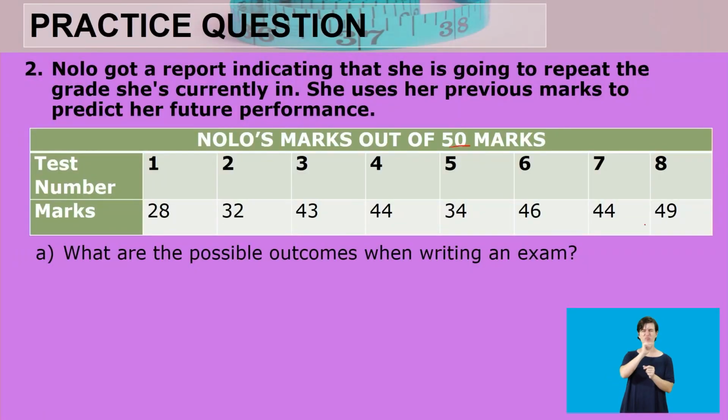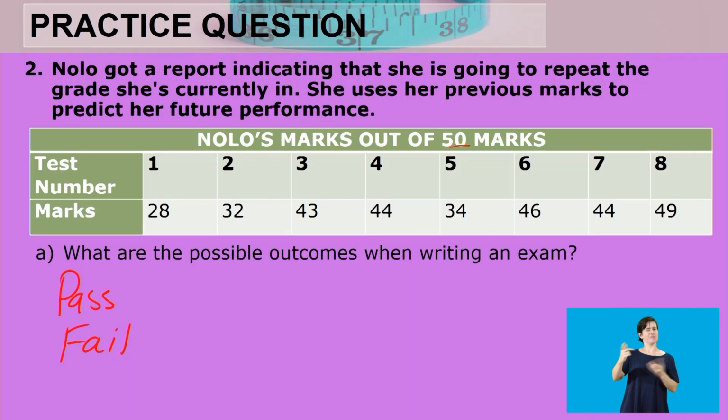Then Nolo gave us her marks out of 50 for all the tests that she's written in this particular subject. Then question A says, what are the possible outcomes when writing an exam? When you write an exam, what are the possible outcomes? The possible outcomes are either you will pass, or you will fail. In this exam, you can't pass and fail at the same time. It is either you pass or you fail. So if you don't pass, it means you fail. If you did not fail, it means you have passed.